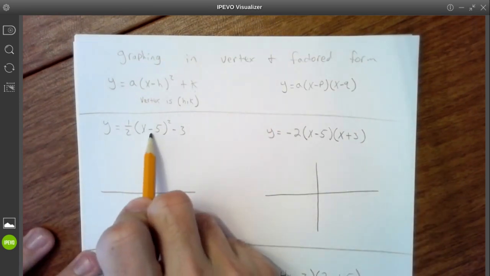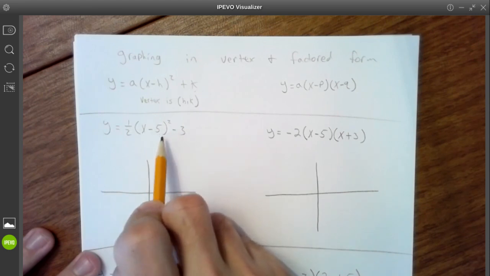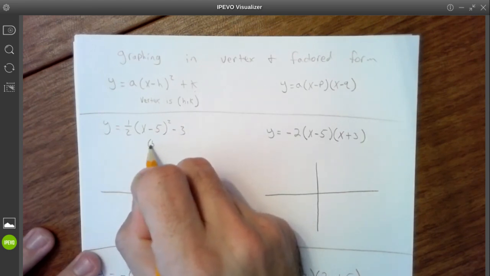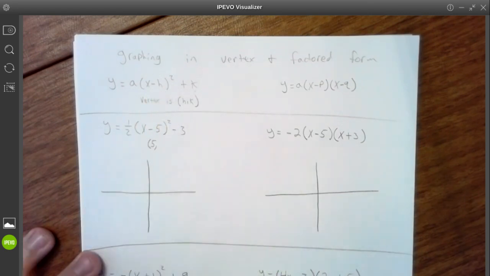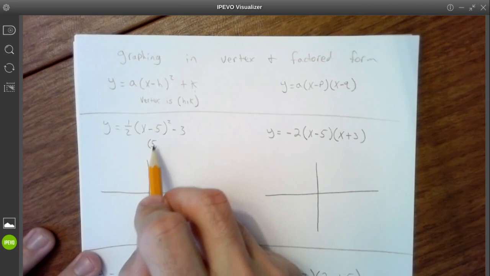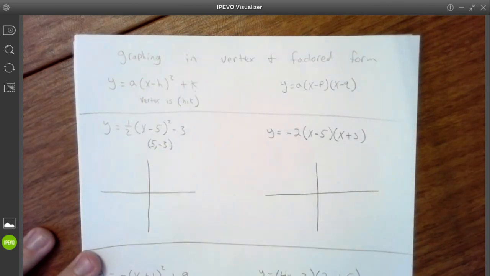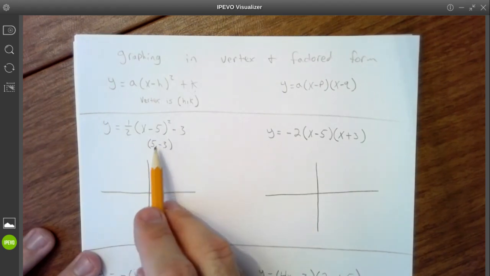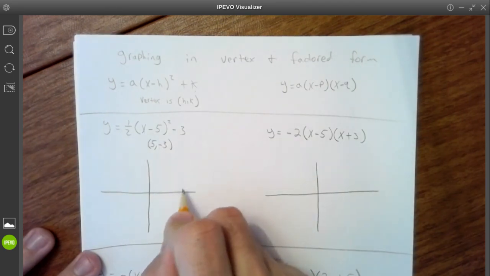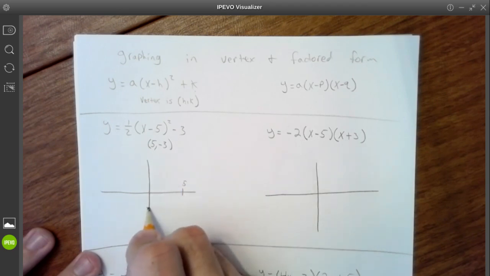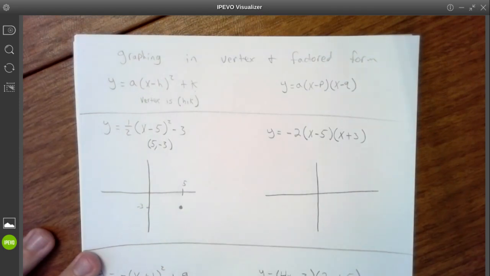So down here it says -5 and a -3. So my vertex is going to be +5. Notice it's x minus h, and I've got a -5 here. And then for the k, it's just going to be the -3. So to graph this, I'm going to plot that point, (5, -3), which would be 5 to the right and then down 3. All right, that's my vertex.